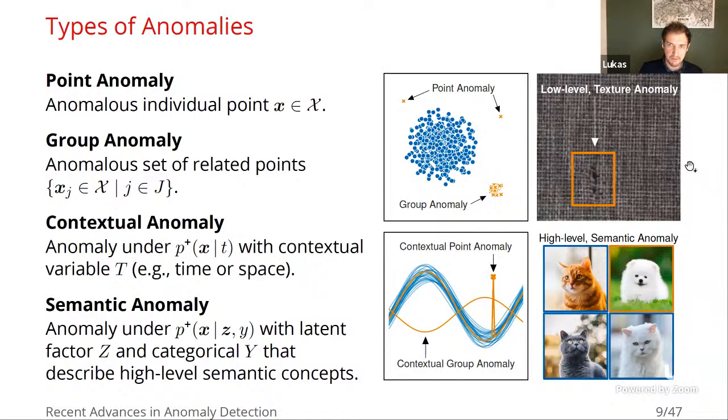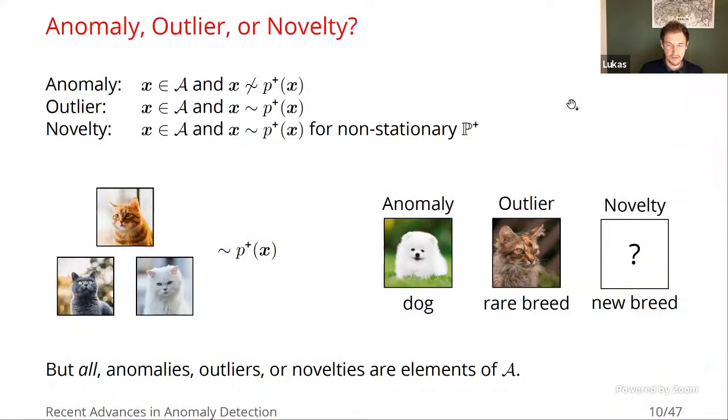But on the other hand, there can be anomalies based on more low-level texture features as well. So for instance, here this cut in this fabric. So this is just a distinction that is relevant between choosing methods.